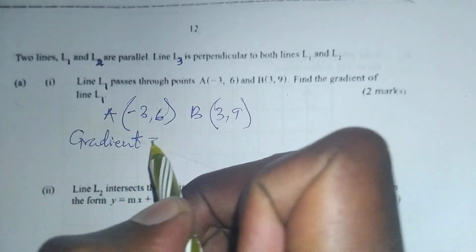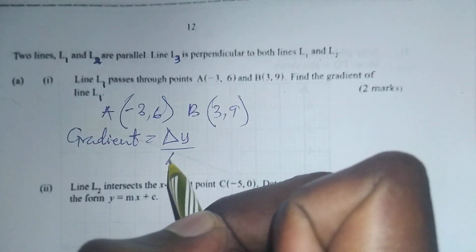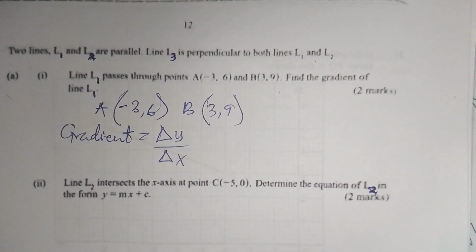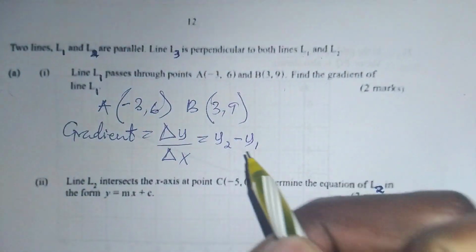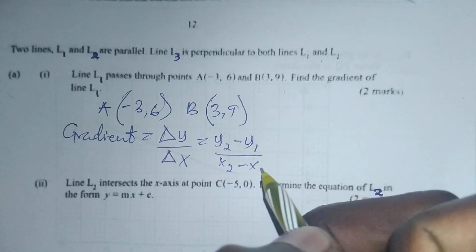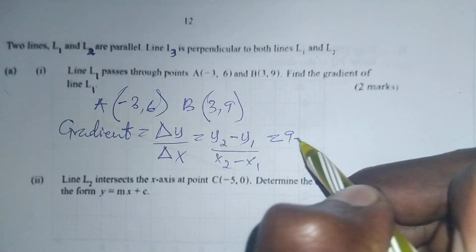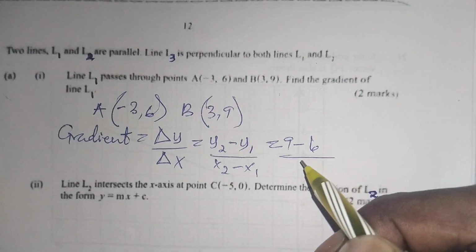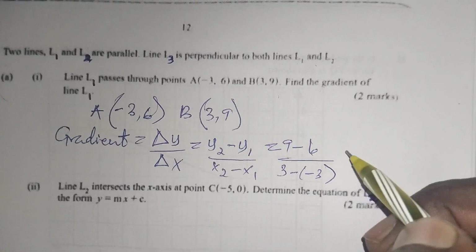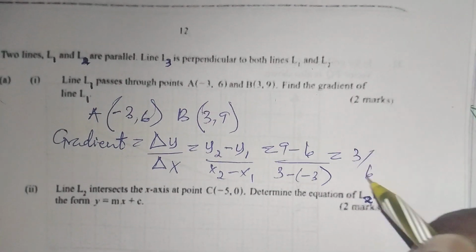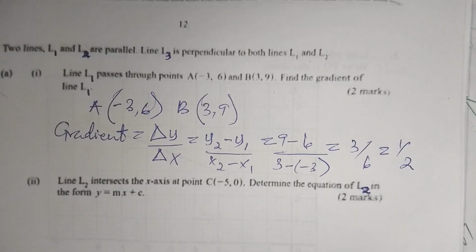So gradient, we have change in y over change in x. So you'll get y2 minus y1 over x2 minus x1. So you'll have 9 minus 6 divided by 3 minus (-3). Now it will give you 3 over 6. So the gradient here is a half.